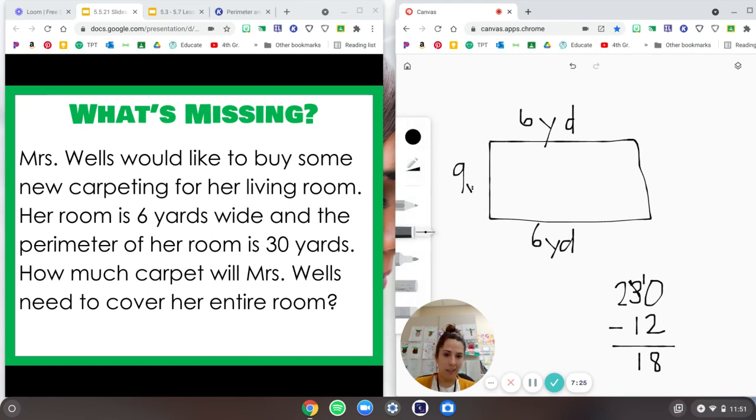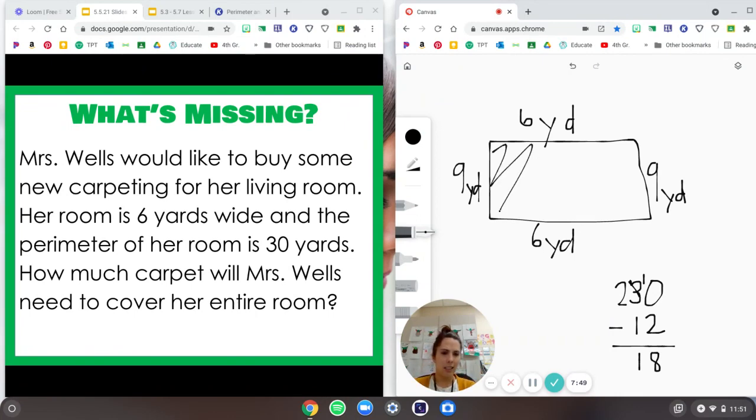And my picture doesn't quite match, but that's okay. 9 yards. I didn't know how long it was going to be, so I just wanted to get something to help my brain picture it. All right. So we figured out that the length is 9 yards. Is that what we wanted to do in our problem? That was part of it. We needed it to help us find how much we'll cover.